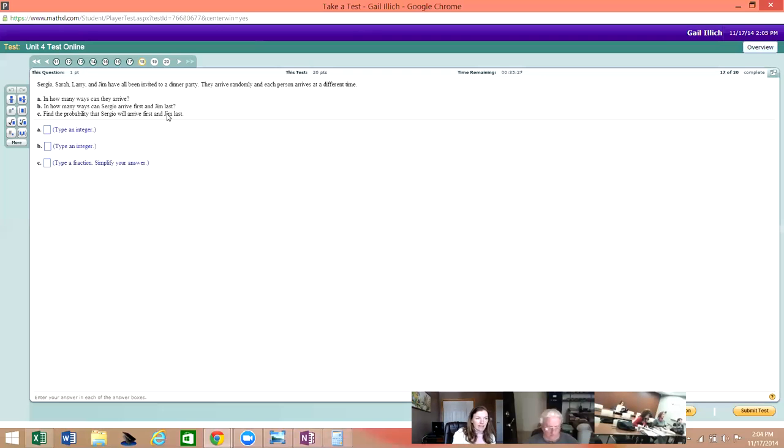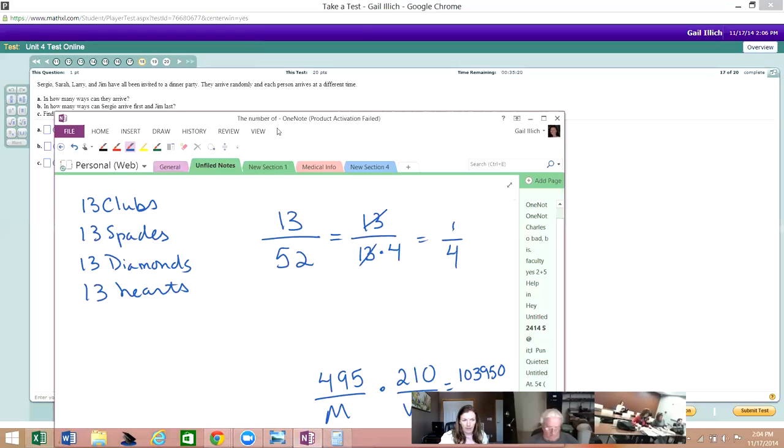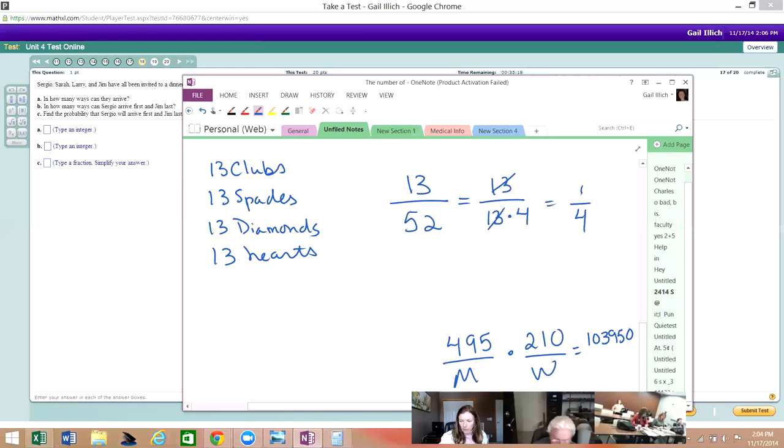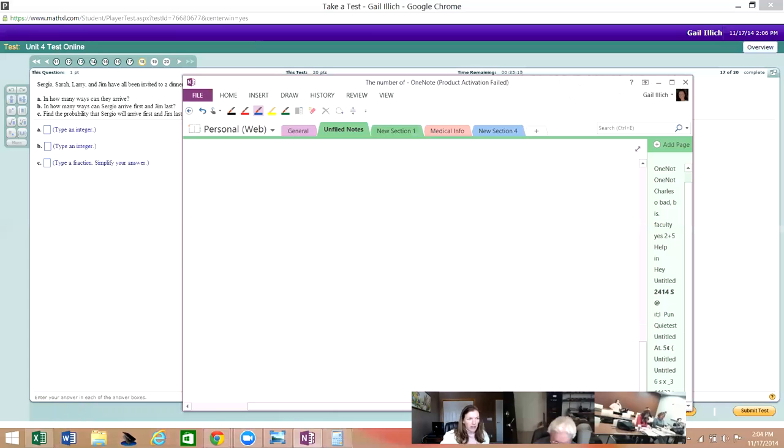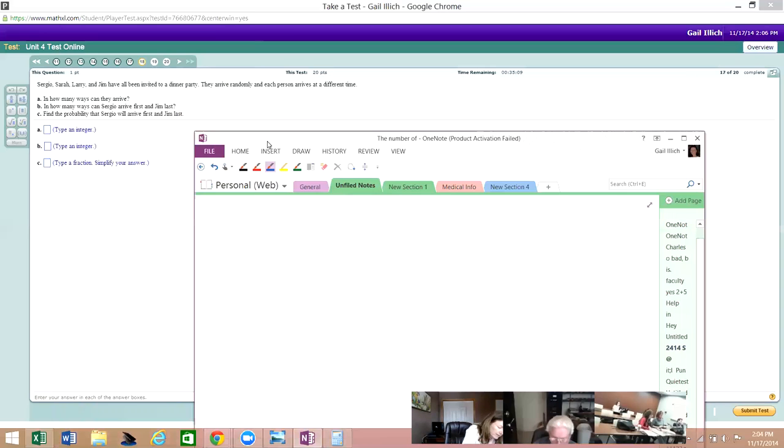So in how many ways they can arrive, you have some options on how you work this. But what we can do here is, how many people are there? Sergio, Sarah, Larry, and Jim. So there's 4 people. So that's like 4 slots. And so you would do 4 for the first person, and then 3, and then 2, and then 1. So 24 ways that they could arrive. Does that make sense?